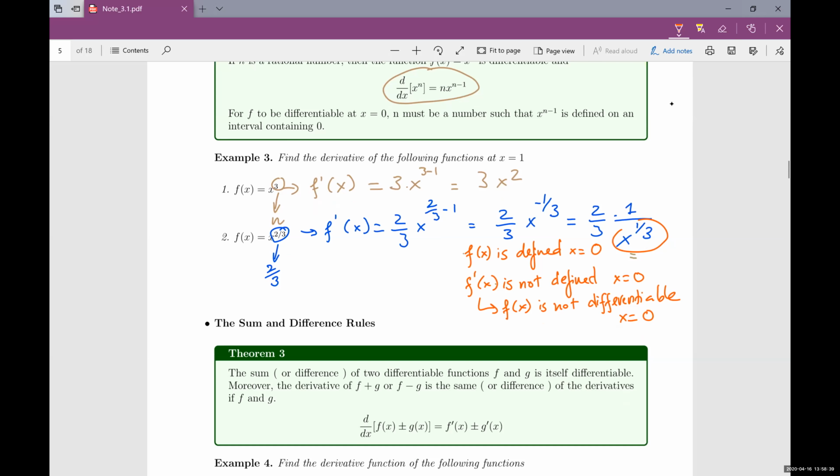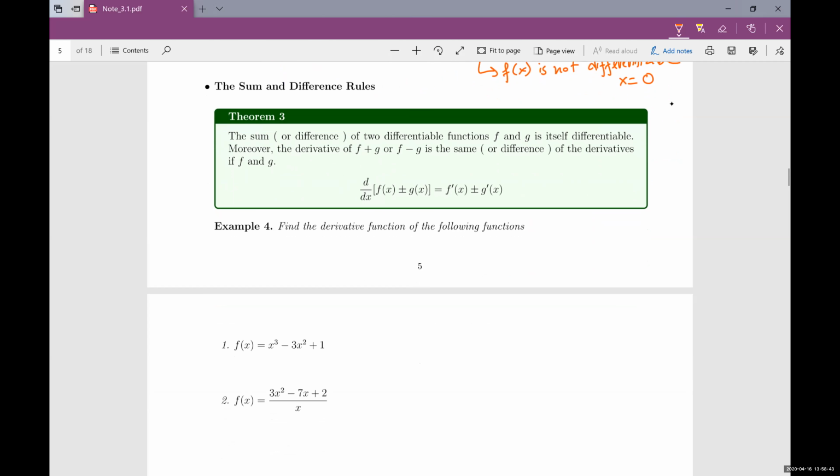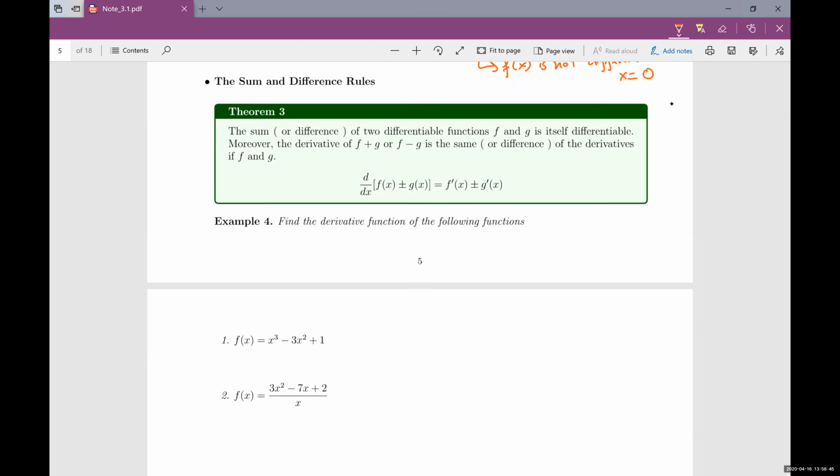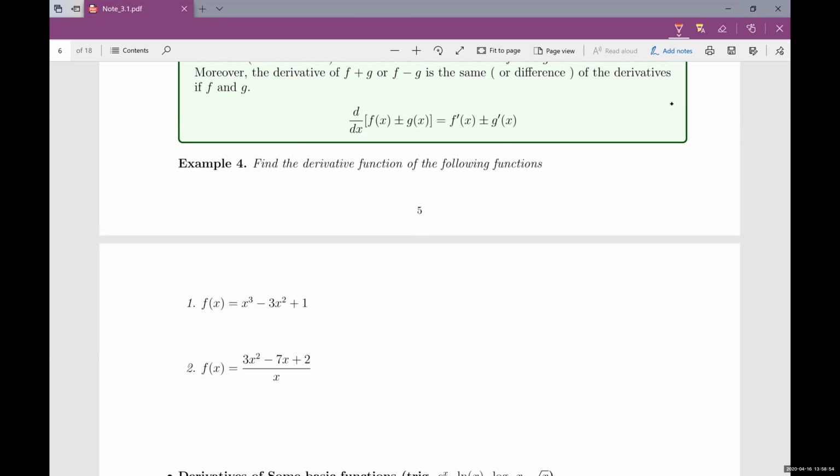And we talked about the sum and the difference rules. Now we can start doing some examples that involve multiple rules here. So let's look at the first problem in example number 4. You have a function f of x. It's a combination of three functions, right? This is a power function, this is another power function, and this is the constant function.